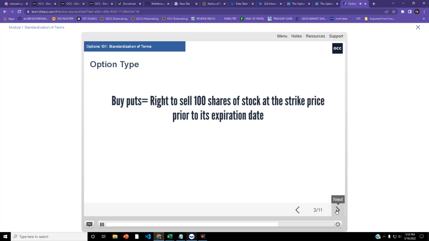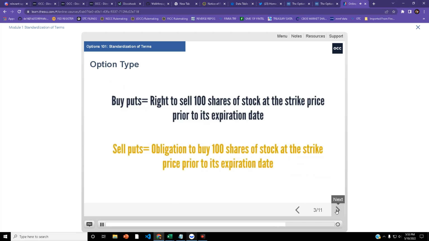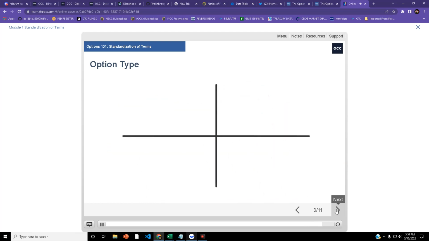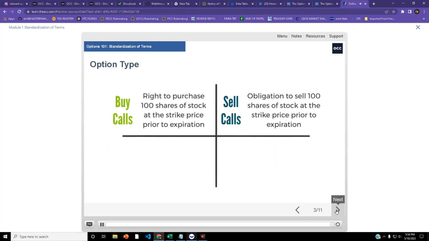A standard put option buyer has the right, but not the obligation, to sell the underlying shares, and the put seller has the obligation to buy the shares, both at a specific price and within a specific time frame. Here is another view that might help to better illustrate the concept of standard calls and puts.